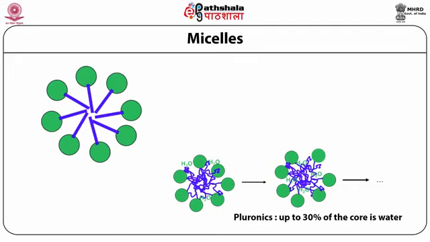Not all micelles are shape persistent. Both micelles and reverse micelles are dynamic structures, and there is definitely exchange of materials through micelles. The percentage amount of water varies from micelle to micelle. Pluronics, the polymers, form a water core, for example, which is about 30% on a weight basis.